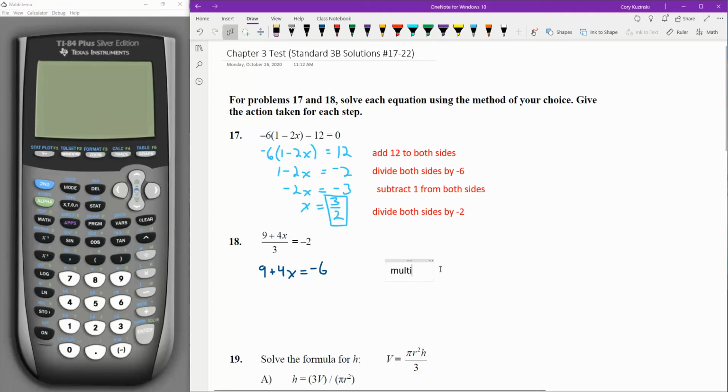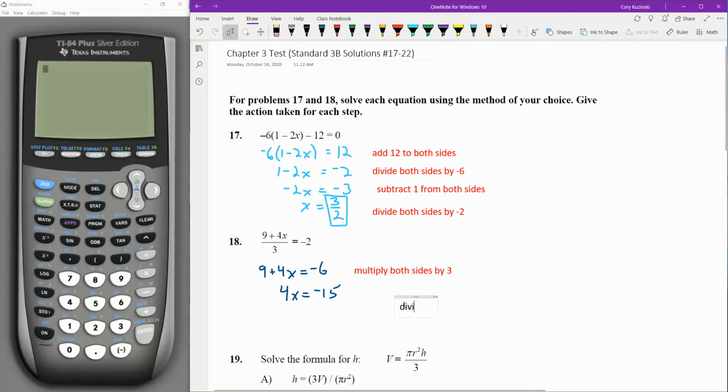Or multiply both sides by 3. I think I might have said 6, but I meant by 3. All right, next up, let's get rid of that 9. So let's subtract 9 from both sides. Oops. That gives me negative 15 on the right.